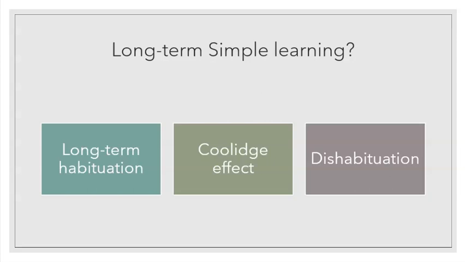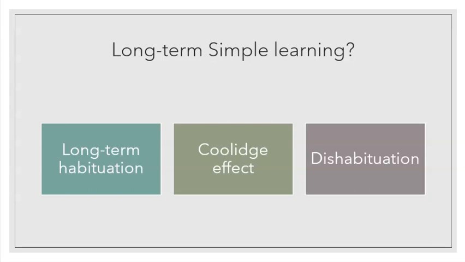So dishabituation is where you've got your habituated response, and your response to that habituated stimulus will suddenly reappear in the presence of another stimulus that seems to be unrelated. So the great example here is you're habituated to something, something's going on, you don't notice it anymore.